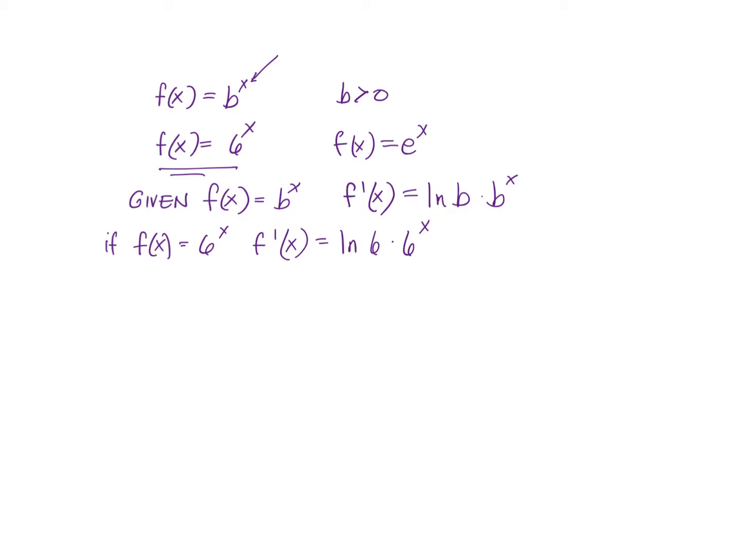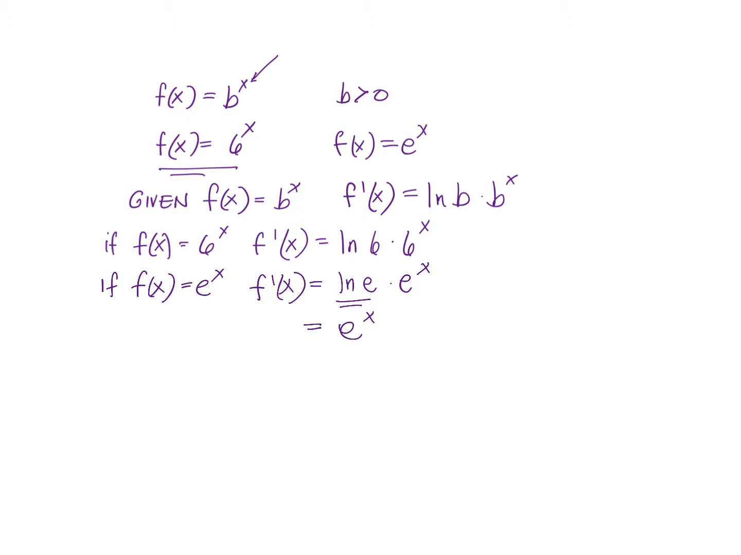Let's do the same thing for f of x equals e to the x. f prime of x would be ln e times e to the x. And you might not even need to calculate ln e, you may recall this from pre-calculus, but ln e is just 1. So this would just be equal to e to the x.